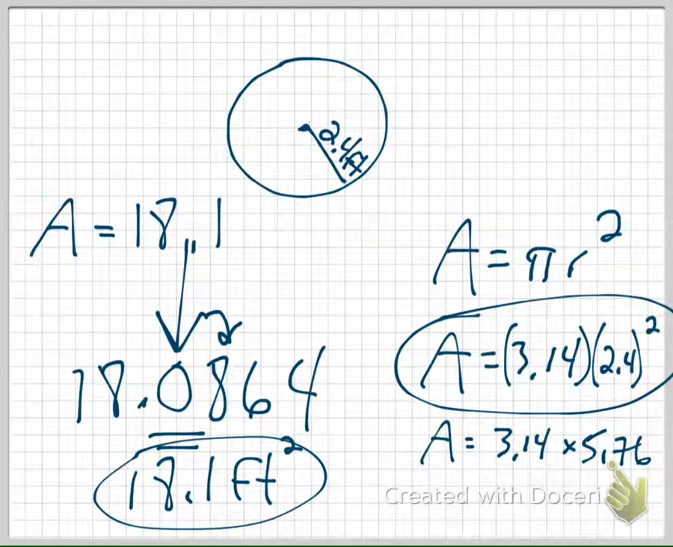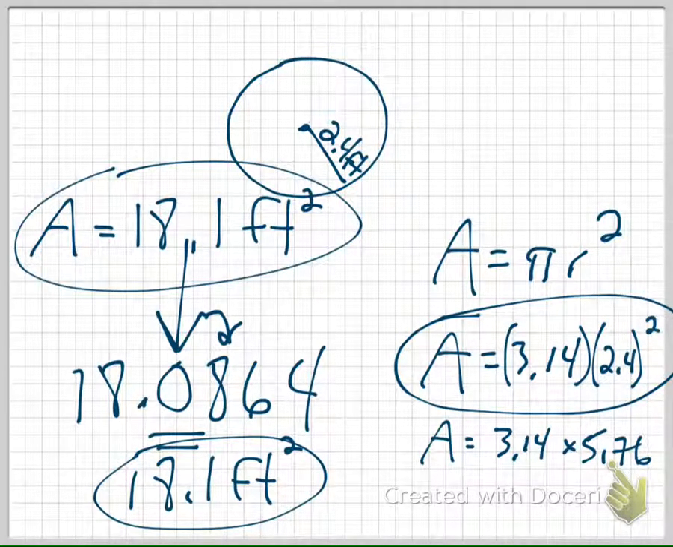18.1 square feet. Did you get 18.1? Right, so you have 18.0864? Fine. Sometimes they say to the nearest tenth, sometimes they say nearest unit. Today all they want is the nearest unit. That means the nearest whole number. So then what would this be? 18 square feet, right? Let's try this one. I want the area of this.